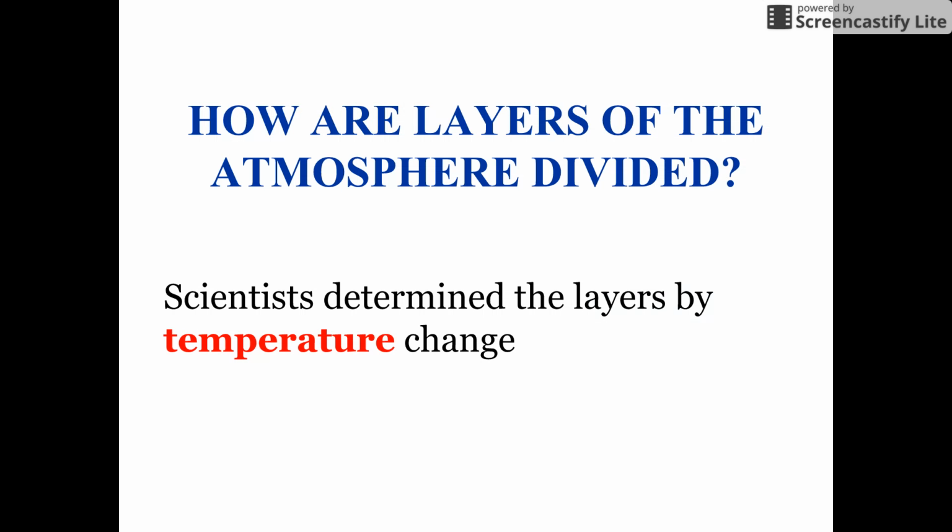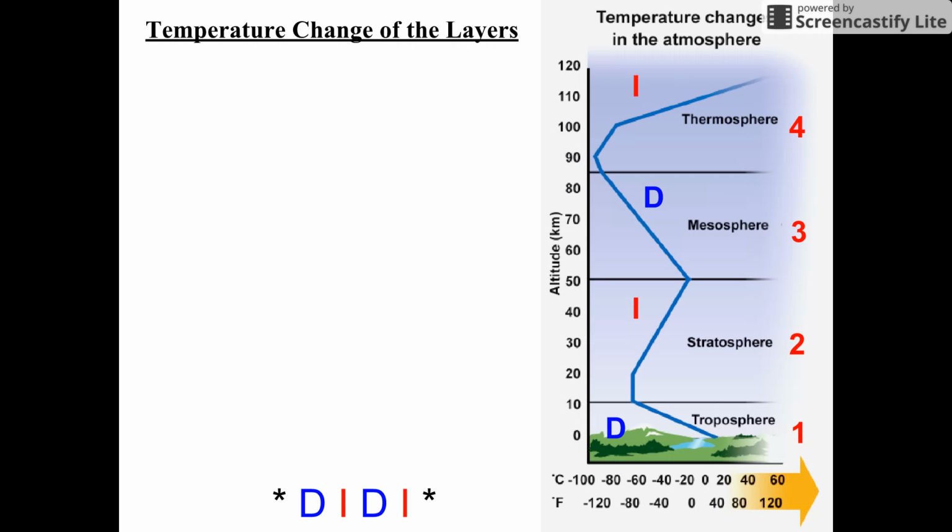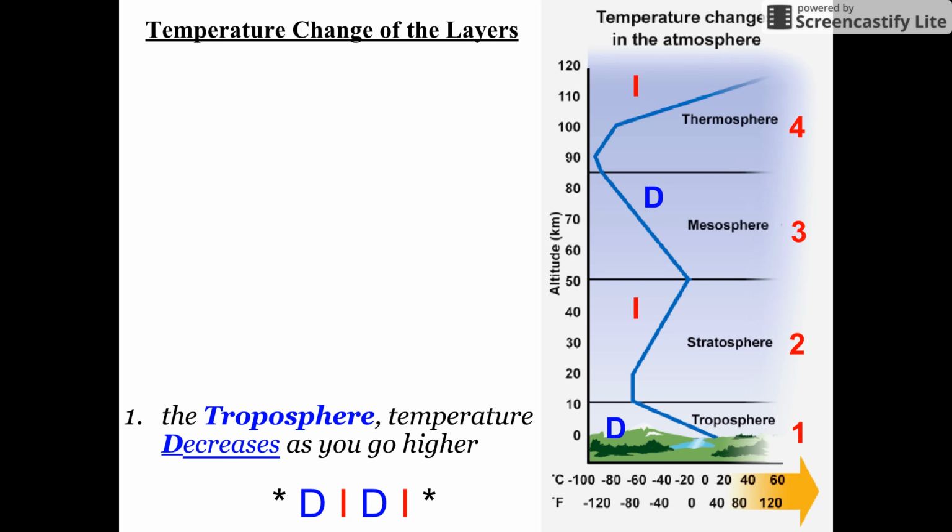So how are all the layers of the atmosphere divided? Well, scientists determined that the layers are divided by temperature change. So how do these temperature changes of the layers occur? Well, think of the acronym DIDI, D-I-D-I. So in the first layer, the troposphere, the temperature decreases as you go higher because remember, you're getting away from the ground, which is a heat source.